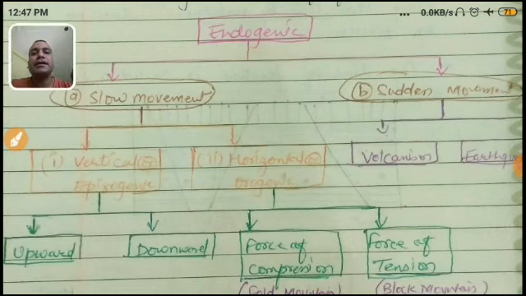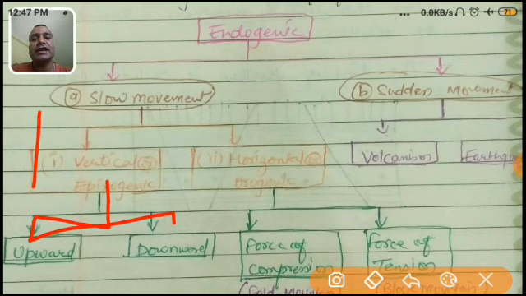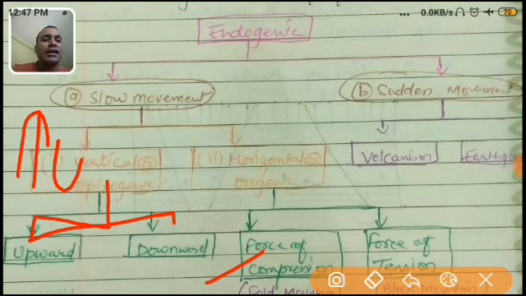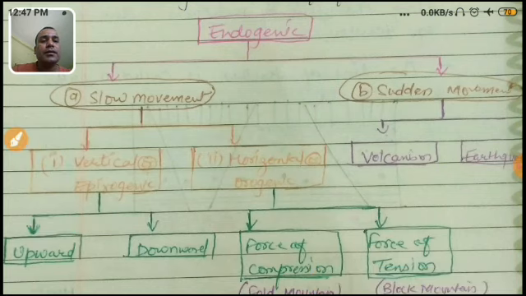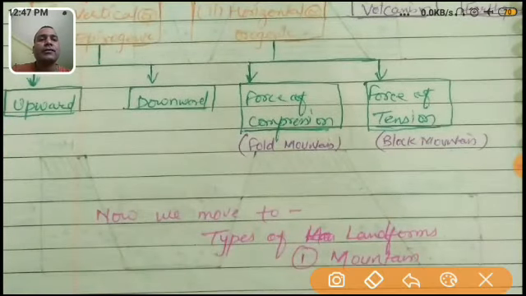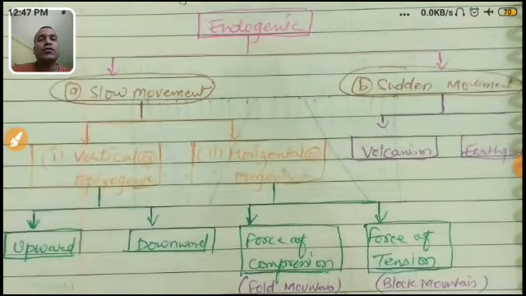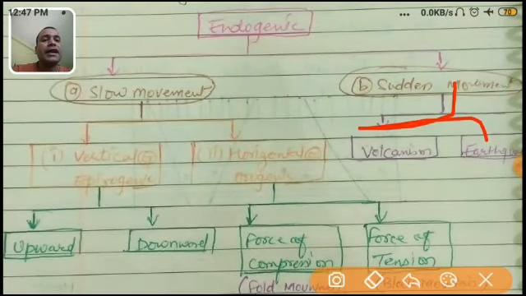And this vertical is also of two types, upward and downward. Then horizontal is also of two kinds, by compressional force or by tensional force. Compressional force forms fold mountains, and tensional force forms block mountains, and sudden movement forms two things, volcanic eruption and earthquake.